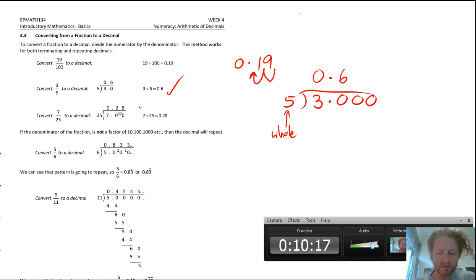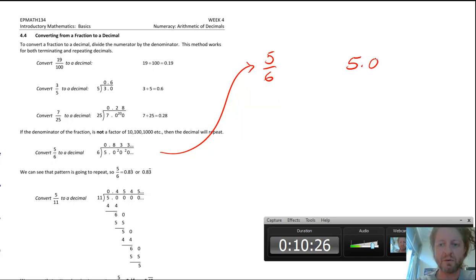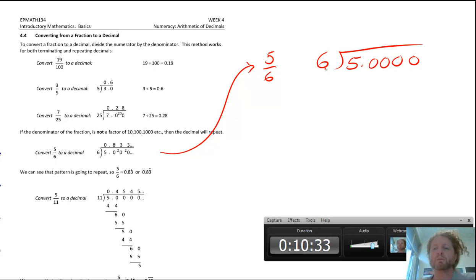But then look at this one here, 5/6. In other words, here's the number 5. I might have to write more zeros. I don't always know with each question how many zeros I need. But 5 divided by 6. 6s out of a 5 doesn't happen. 6s out of a 50, well, 8 6s is 48, best I can do. 6s out of a 20, I can do 3. 3 6s are 18 with 2 left over.